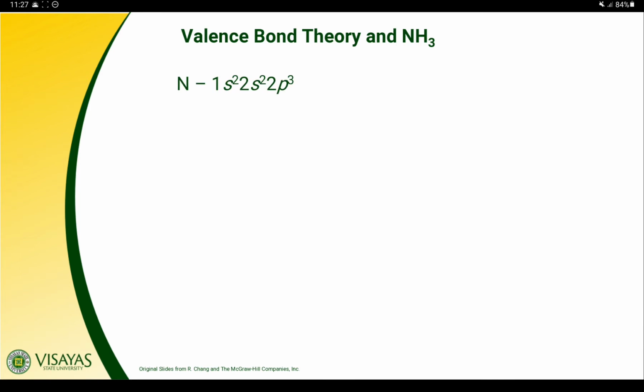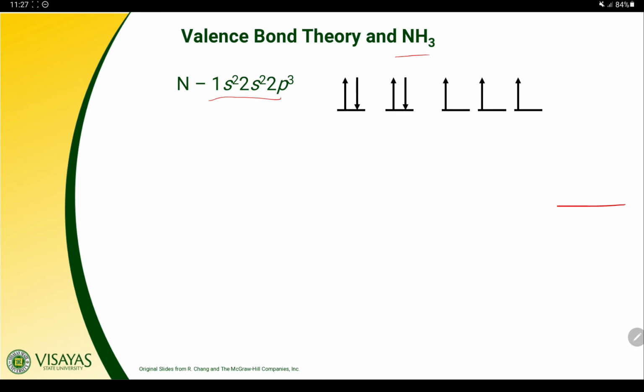Valence bond theory and ammonia. So how does valence bond theory explain the formation of bonds in ammonia, or NH3? Recall that the electron configuration of nitrogen is 1s2, 2s2, 2p3.